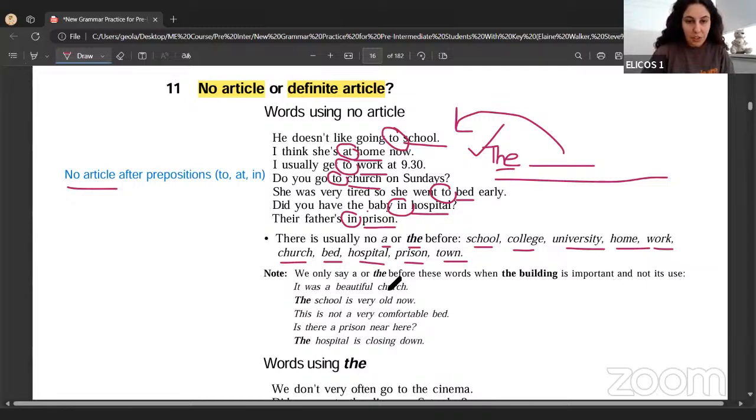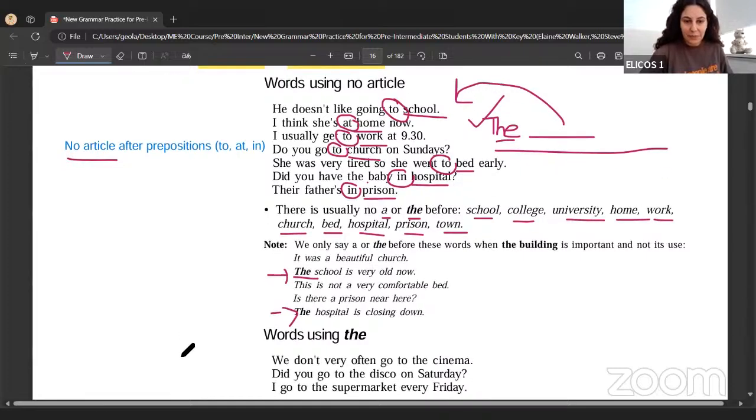It was a beautiful church. The school, so here's your start of the sentence. The school is very old now. This is not a very comfortable bed. Is there a prison near here? The hospital is closing down. So only if you start the sentence. That's how you can remember it.